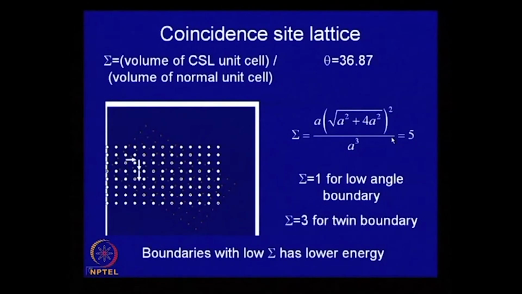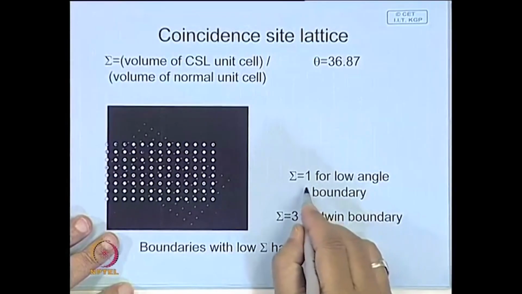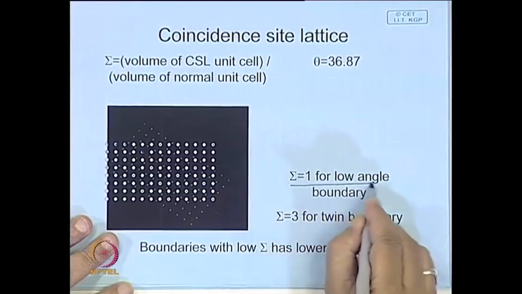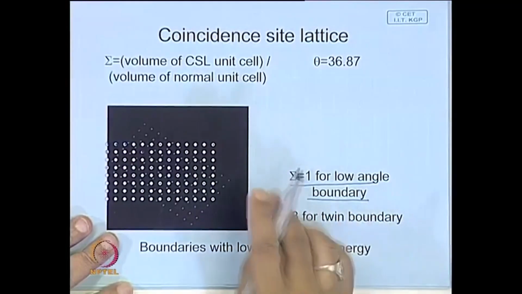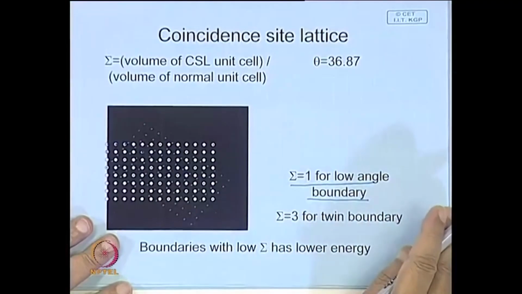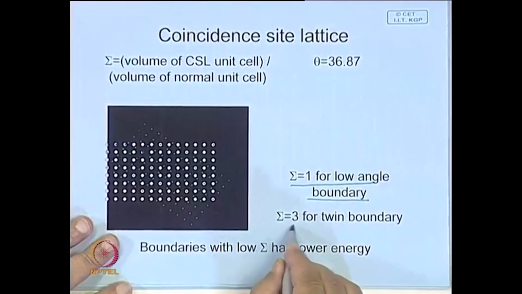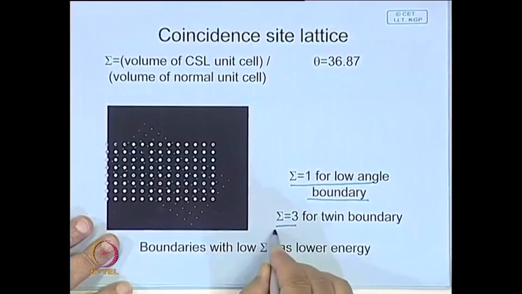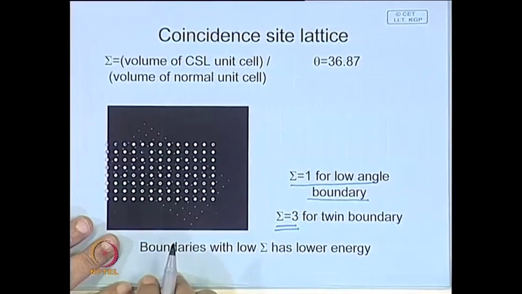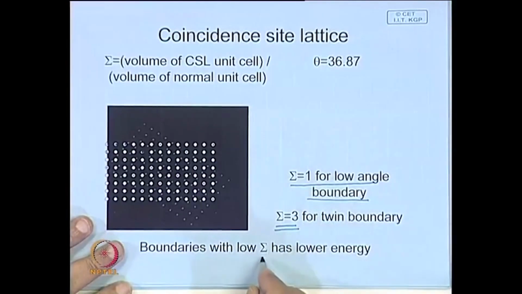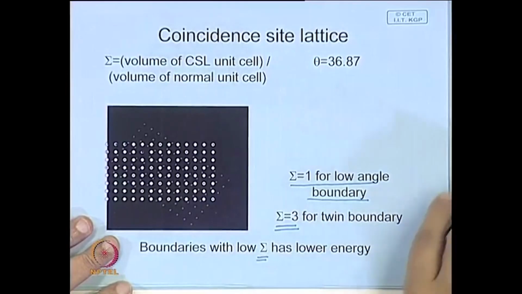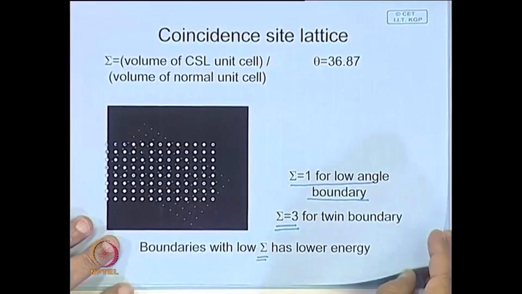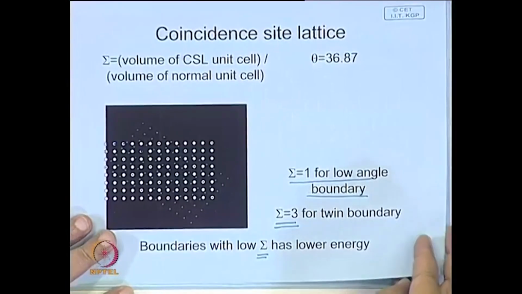Usually, if sigma is low, for example sigma equal to 1, then it is a low angle boundary. These boundaries are perfectly coherent, and it can be shown easily for a twin boundary that sigma is equal to 3. All boundaries which have low sigma have lower grain boundary energy. So, this is one way of visualizing or characterizing a grain boundary, and it is interesting.